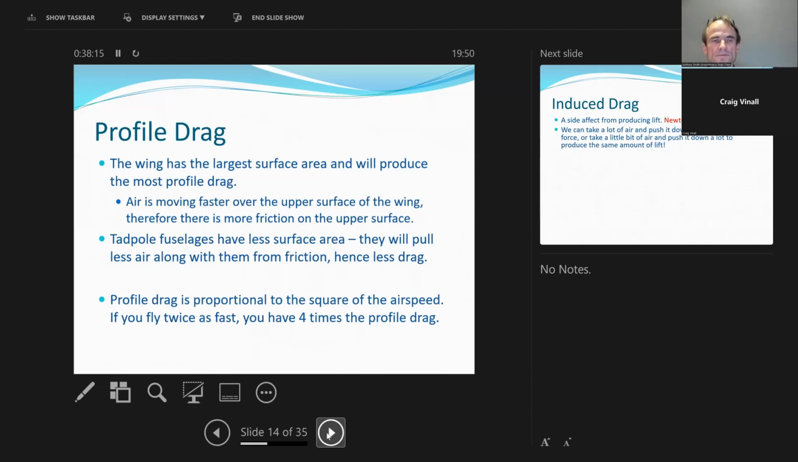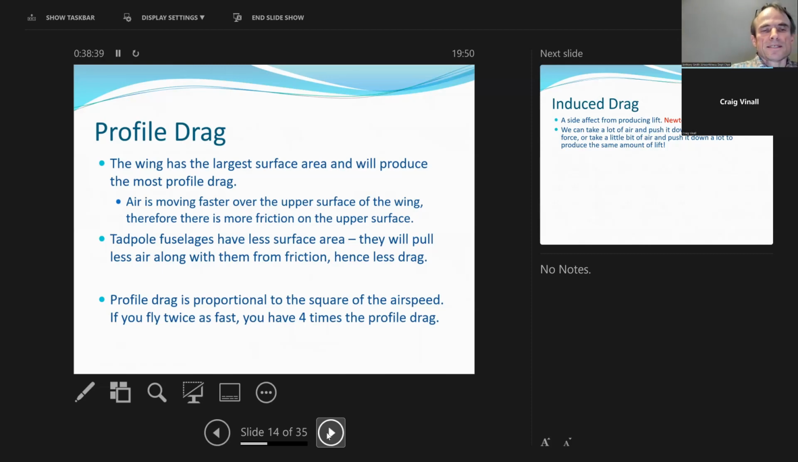Tadpole fuselages have less surface area. Now, there was a lot of fuss when people started using tadpole fuselages, this hot and boom design that first started coming out with the first generation fiberglass aircraft. The vintage aircraft all tended to come up to a maximum thickness and then be linear back towards the fin.